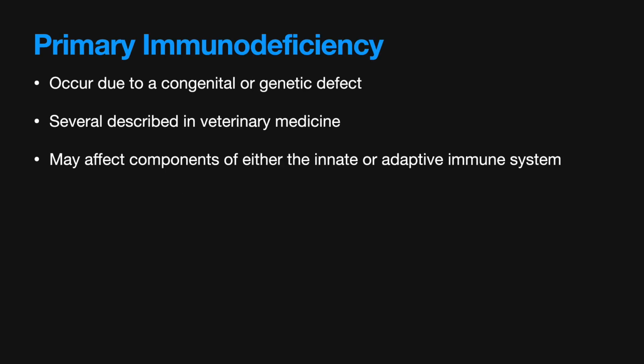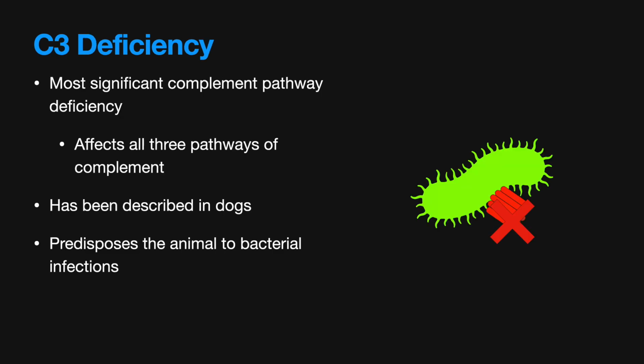We're going to start by discussing some primary immunodeficiencies. These occur due to a congenital or genetic defect, and there are several of them described in veterinary medicine. These conditions can affect components of either the innate or adaptive immune system. We'll start by looking at a few conditions that affect the innate immune system.